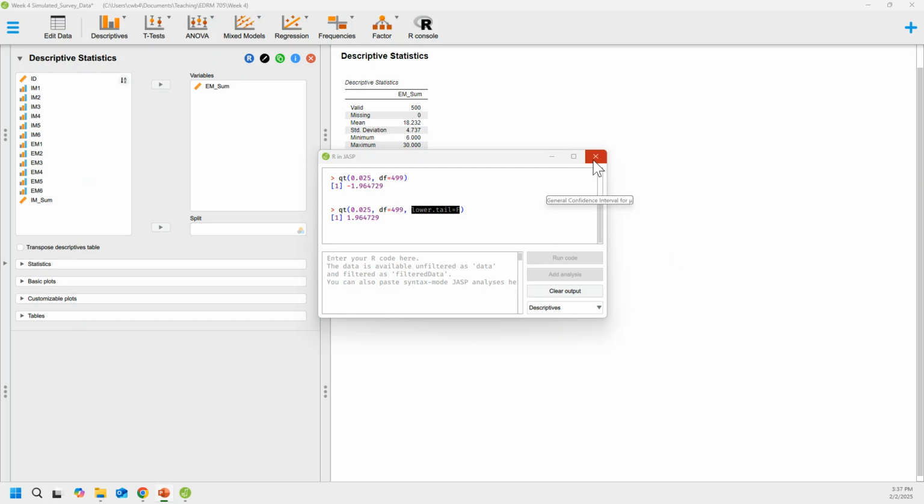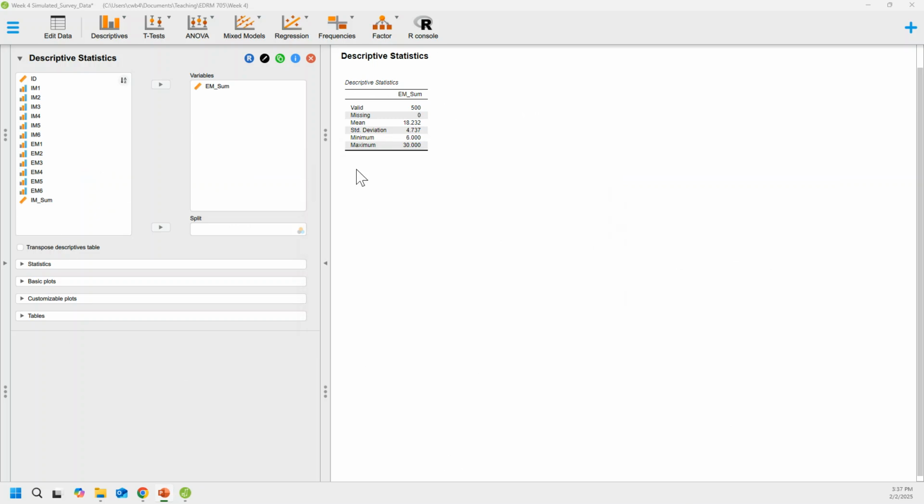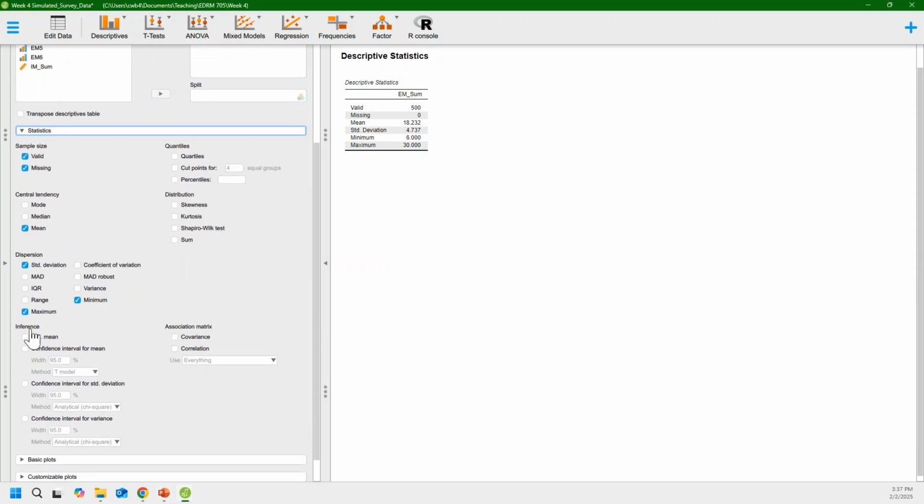So I'm going to close out this here. In that same example with the EM sum, I'm in the descriptive statistics menu, right? If I go under the statistics menu and if I scroll down, there is actually an inference section here. I can select SE, that's the standard error of the mean, and then I can calculate confidence interval for the mean. The default is to do a 95% confidence interval, and the default is to use your t distribution. That is what we want here. We don't want to use any of these others.